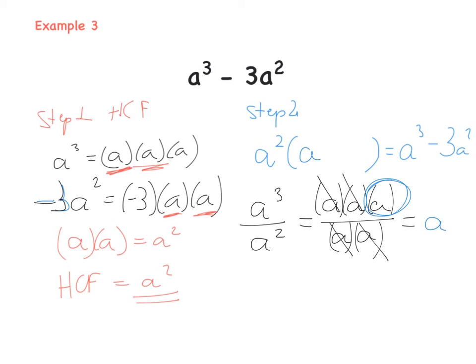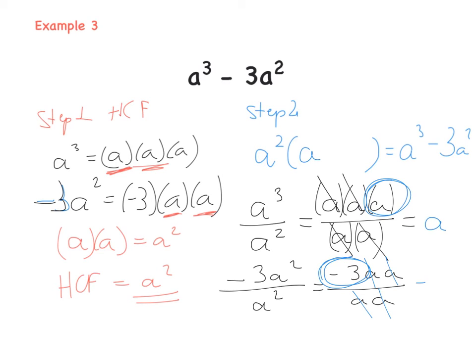This is the first term, and the next one, so minus 3a squared divided by a squared, and also we can write it down as minus 3a divided by a. So we can cross it off. What's left? Minus 3, and minus 3 goes straight into the bracket, and this is the second term, okay? And then we can check it. So a squared multiplied by a to the power of 3, a squared multiplied by minus 3, minus 3a squared, okay?